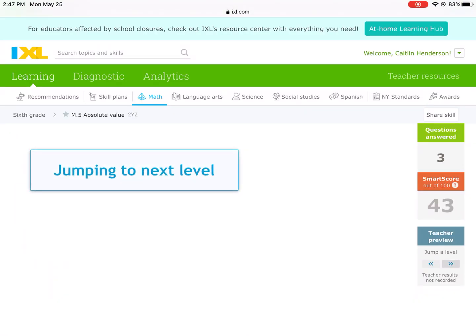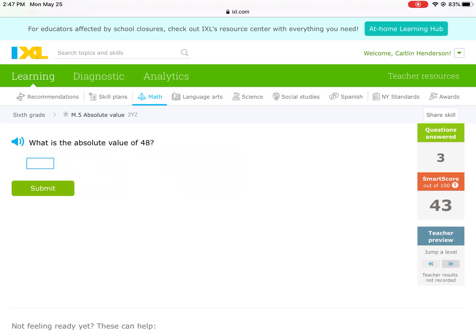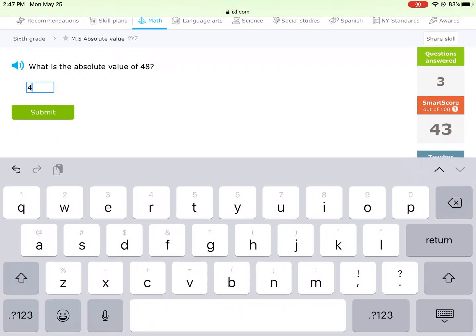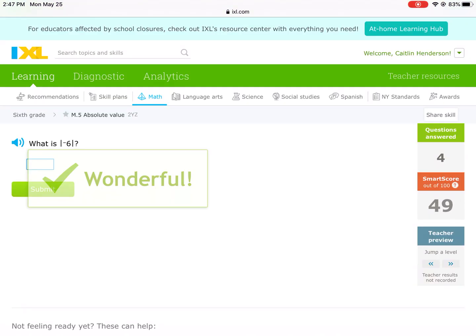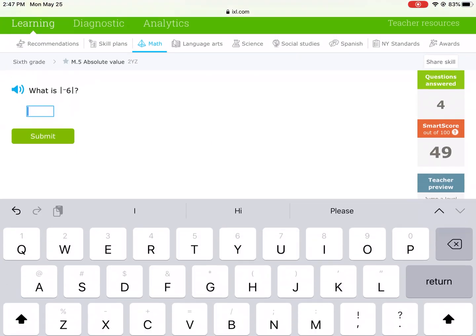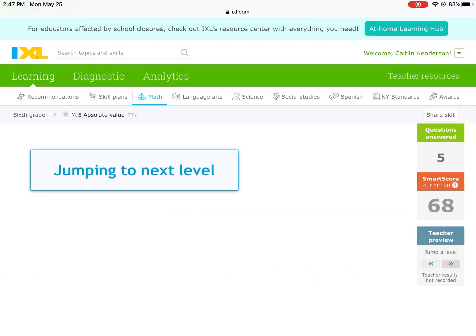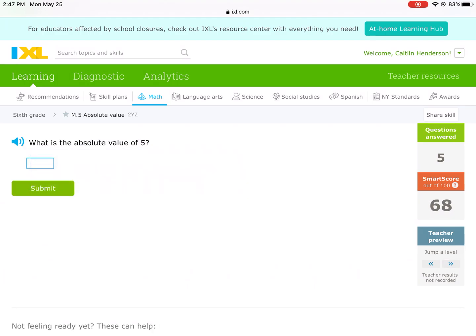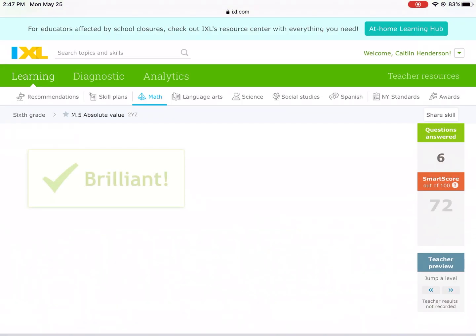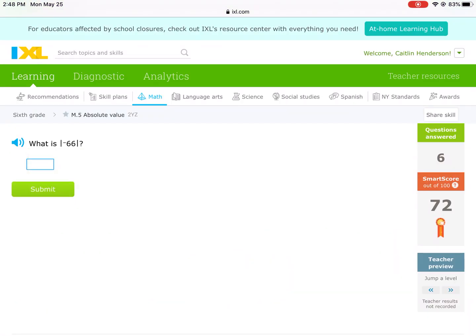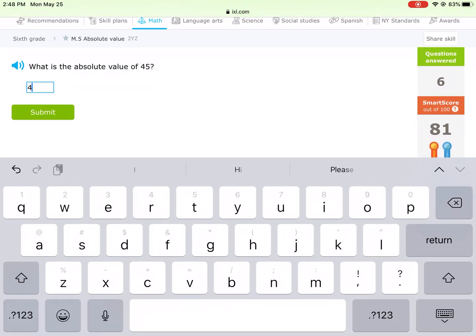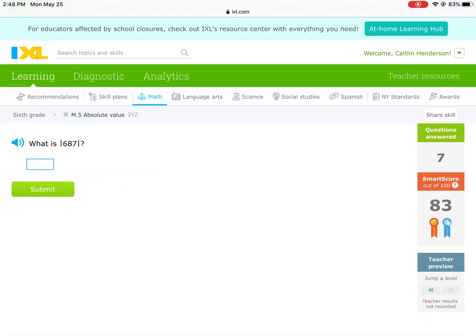All right, let me jump you up a level. Absolute value of 48, same thing. Distance of 48 from 0. Negative 6 is still a distance of 6. All right, and then absolute value of 5, 5 away from 0. Absolute value of 45 is just 45 away from 0. So this one will be relatively easy and quick for you guys.